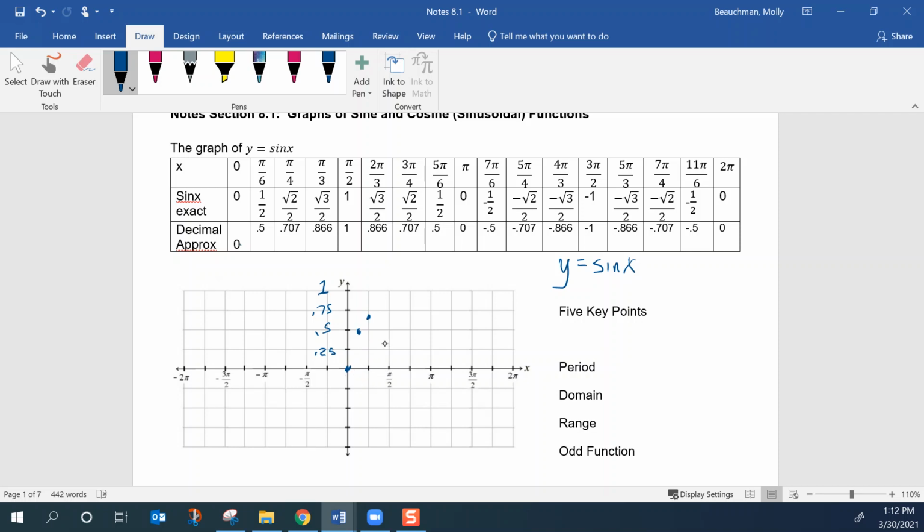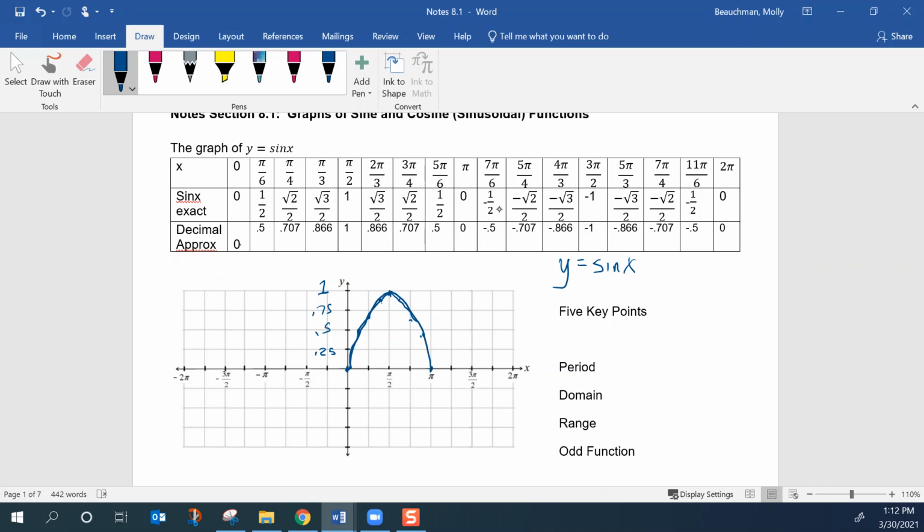Then at pi over 3, 0.866 is a little higher, and at pi over 2, we have a value of 1. Then it mirrors that between pi over 2 and pi. So we end up back down at 0 when we get to pi. So from 0 to pi, we have a curve with a maximum at (pi over 2, 1). So that's the first half of the sine function, from 0 to pi.